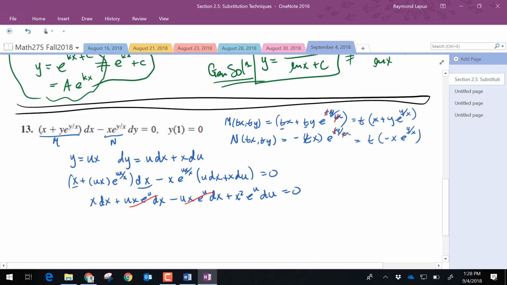And I suppose we should be expecting things to cancel out like this as a good sign that we went the right way. And so now that we have only two terms, it looks like it's a separable differential equation again.